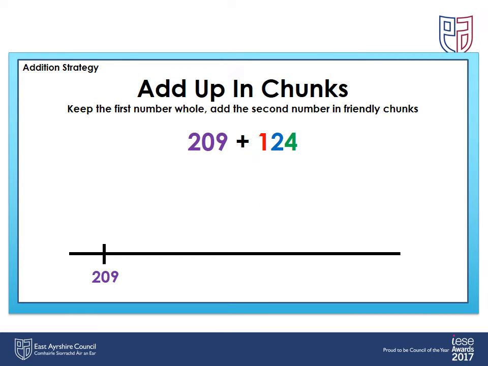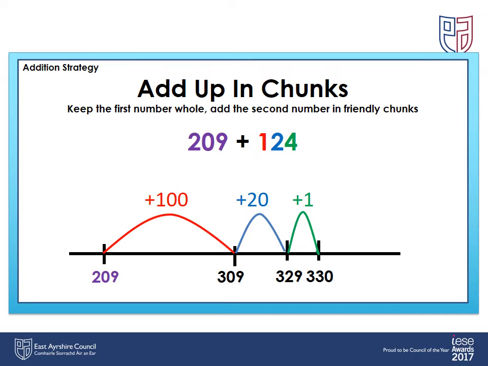A possible use of the empty number line here would be to firstly add the 100, then add the 20, and then add the 1 to bridge the 10, and then 3 to get to a total of 333.